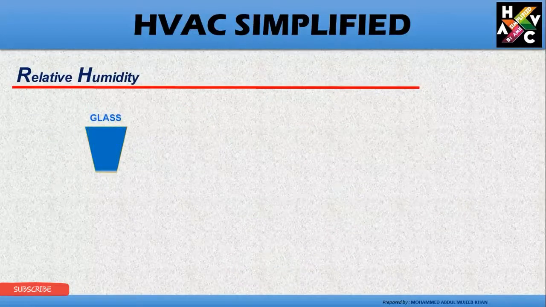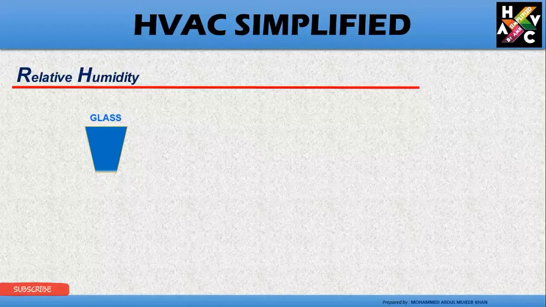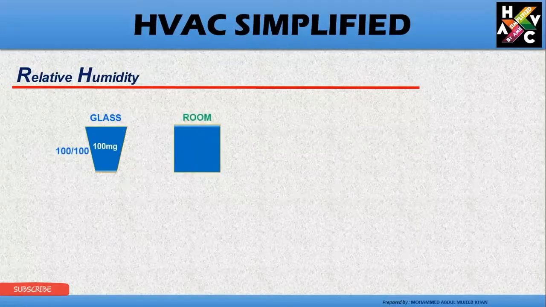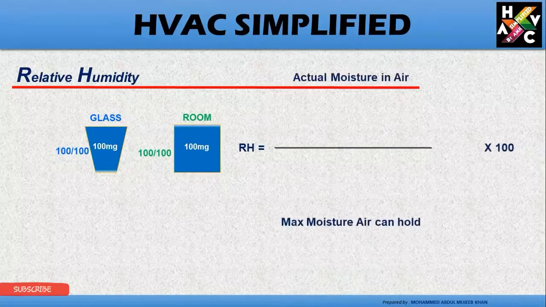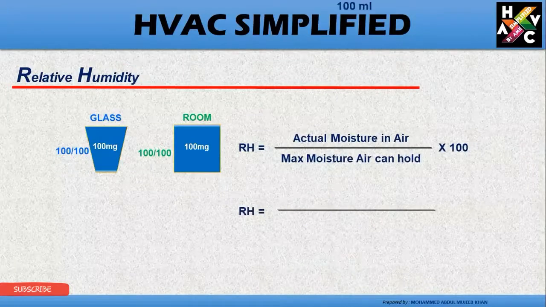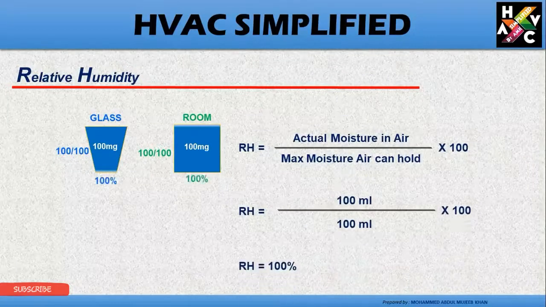Now let us see the same example with 100 milligram of glass completely filled with 100 milligram of water, and the room of 100 milligram is completely filled with 100 milligram of water. Now using the same relative humidity formula again, in this particular scenario we can say the relative humidity is 100%. Now by assuming this particular scenario, you can say that the relative humidity is holding 100% of moisture in it, and it cannot hold any further moisture content in it.